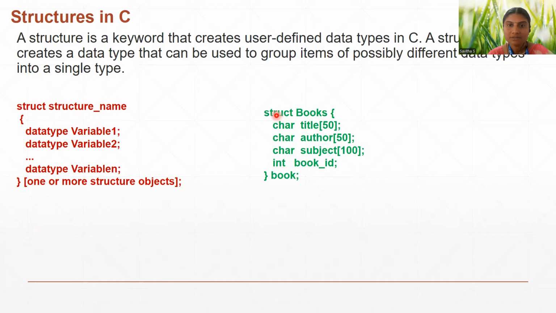Here we are having a structure called books. So struct is a keyword, books is a structure name, and under books, we can have the book title, author of the book, subject name of the book and book ID. Here title, author, subject come under character data type, and book ID comes under integer data type. To access these variables, we can use the structure object book. So book dot title, book dot author, book dot subject, book dot ID. In this manner, we will call them. So let's see an example.